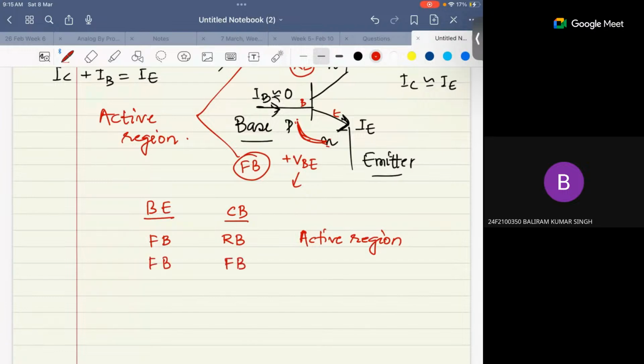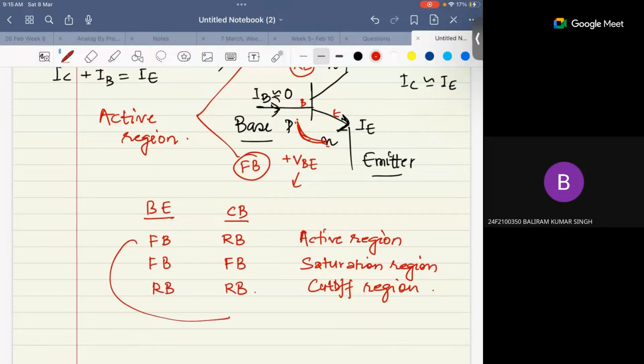If both of them are forward bias, this is generally called the saturation region, that we don't have to read now. And there is a cutoff region also. When both of them are in reverse bias, then this is the cutoff region. Or the opposite of the active region is called the inactive region.